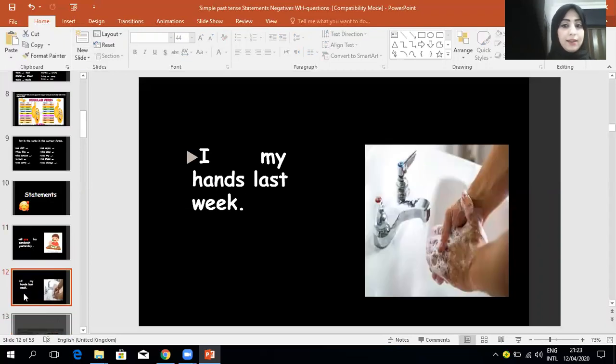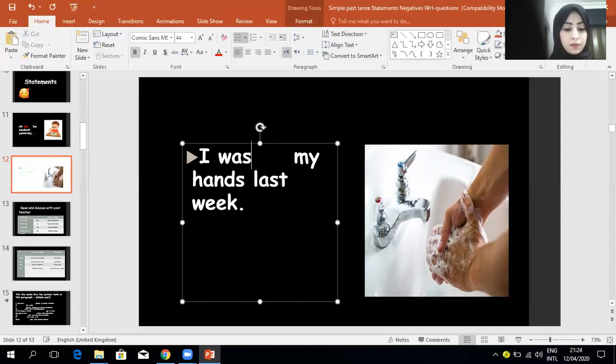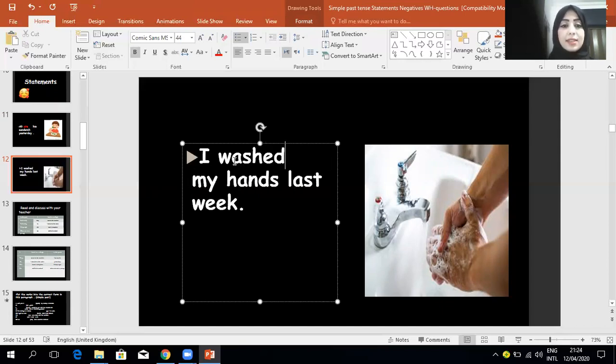Understood, teacher? Yeah. Sentence number 2. I wash my hands last week. What did you do last week? So the verb here is wash. I want to change it into a simple past verb. Wash is a regular verb. So wash, washed. So I washed my hands last week.